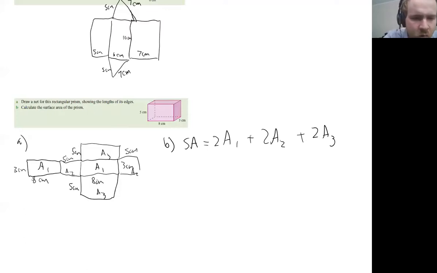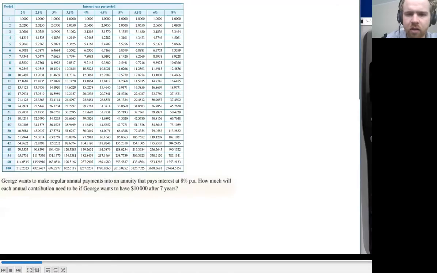So for A1, it's going to be 3 centimeters times 8 centimeters. That's the same for the top face and the bottom face. So let's write that out. It's going to be 2, because we've got two of them, times 3 times 8. So A1, that's its area, 3 times 8. We've got 2 of the same faces, plus 2 times A2, these small ones, which are 3 times 5 each. And then plus 2 times A3. We've got A3 here. They are 5 times 8. So they're actually our biggest ones, 5 times 8.